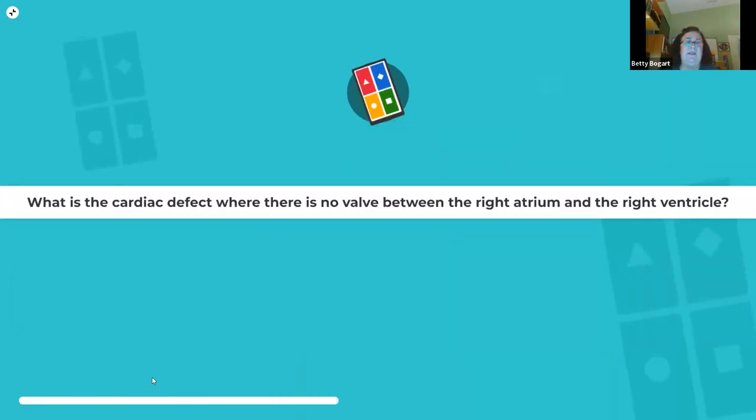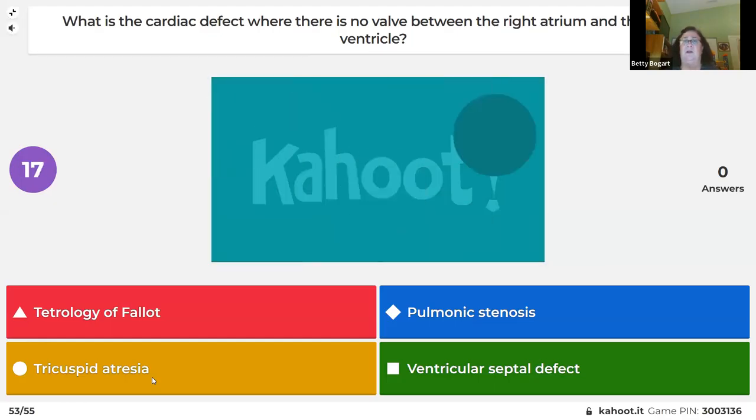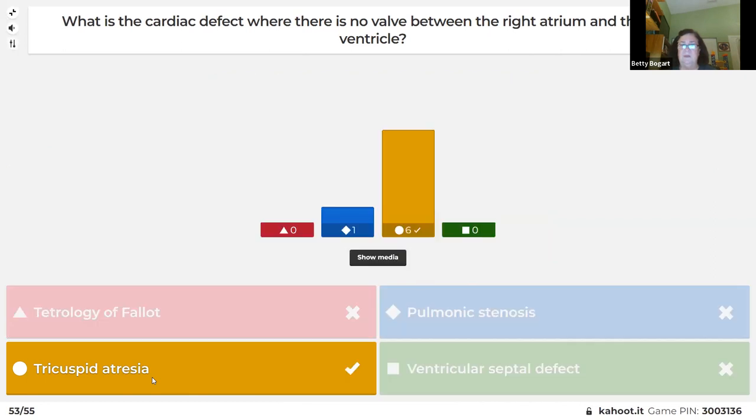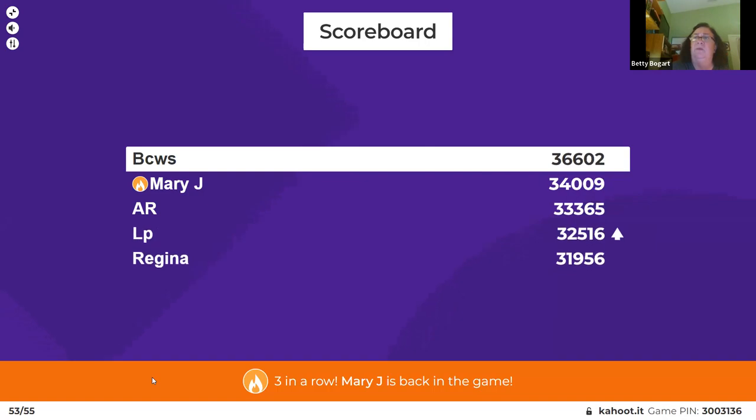What is a cardiac defect where there is no valve between the right atrium and right ventricle? Well, let's go back to just anatomy. What valve is between the right atrium and the right ventricle? And what does no valve mean? What is that word I told you? Tricuspid atresia, excellent, absolutely. That tricuspid valve, no valve, is atresia. Stenosis is a little opening. It's the narrowing. Good job.